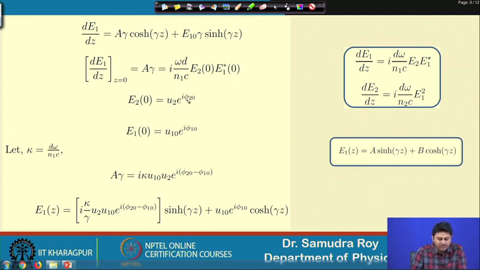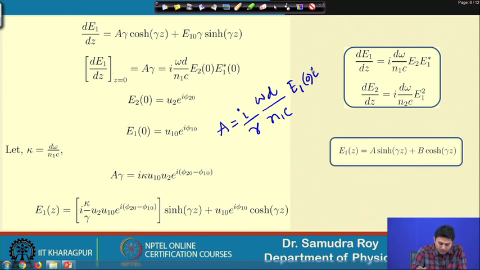When I put these two things together, then we find what should be the value here for A gamma. For A gamma, it should be A equal to I divided by gamma omega d n1 c, E1 0 star and E2 0. It should be the value.